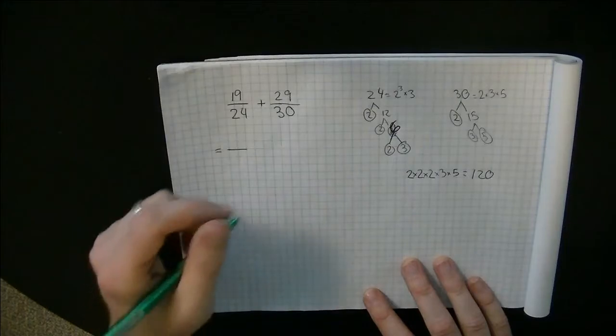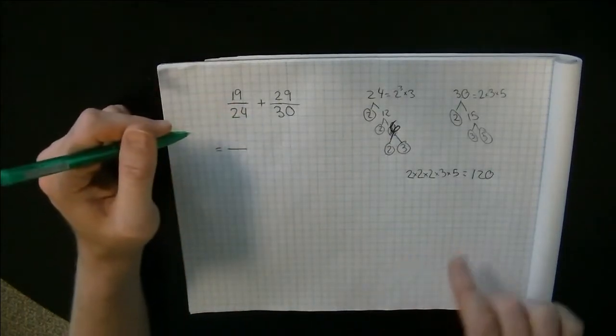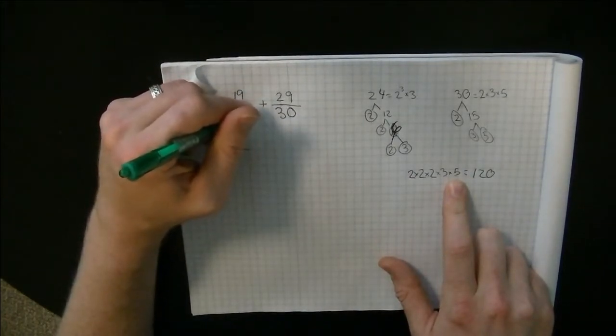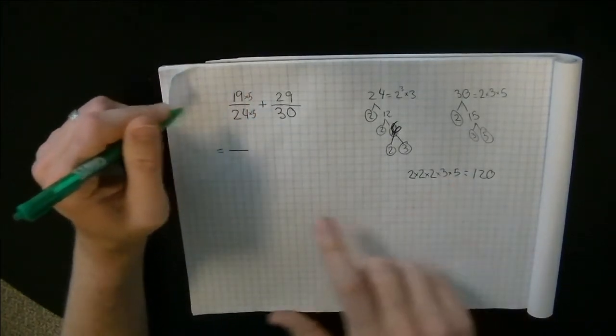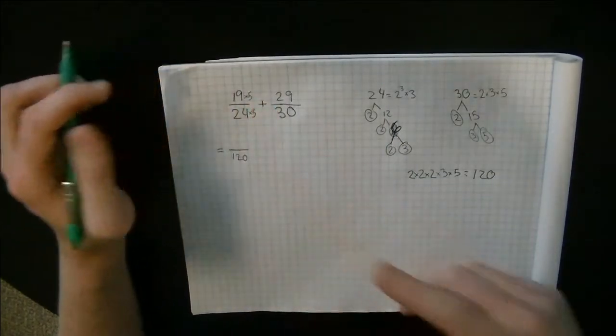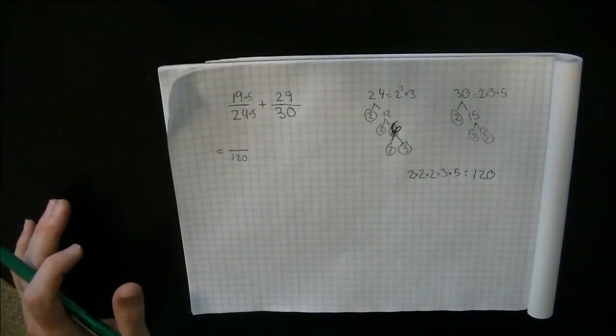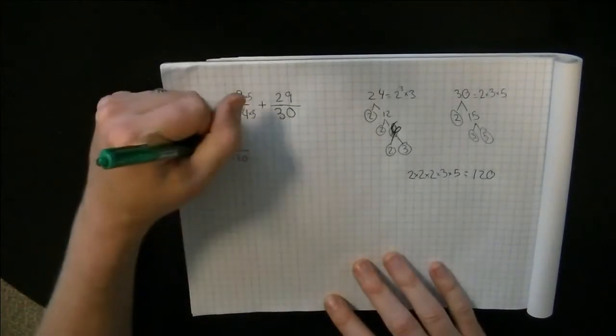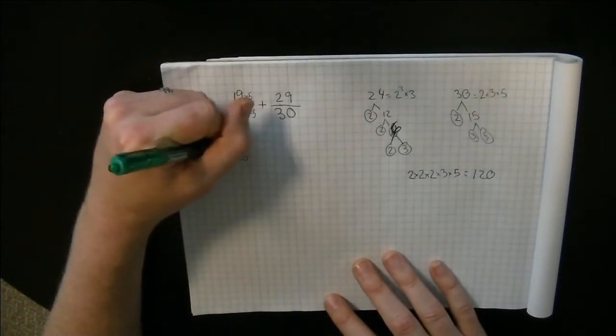All right, so what do I multiply 24 by to get 120? Well, I just said it's 5. That's all I need to multiply by. So 5, I'm going to multiply both these numbers by. Okay, 19 times 5, how do I do that? Well, I just said multiply by 10, 190, and then divide that by 2. So that's 50 plus 45, so that is 95.